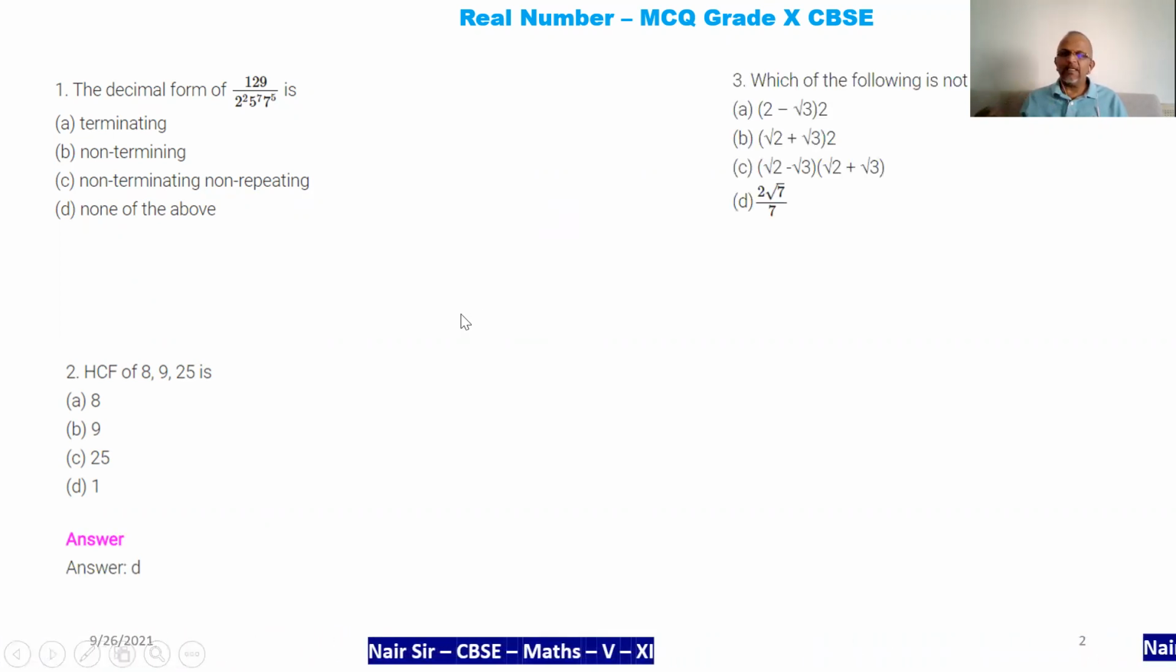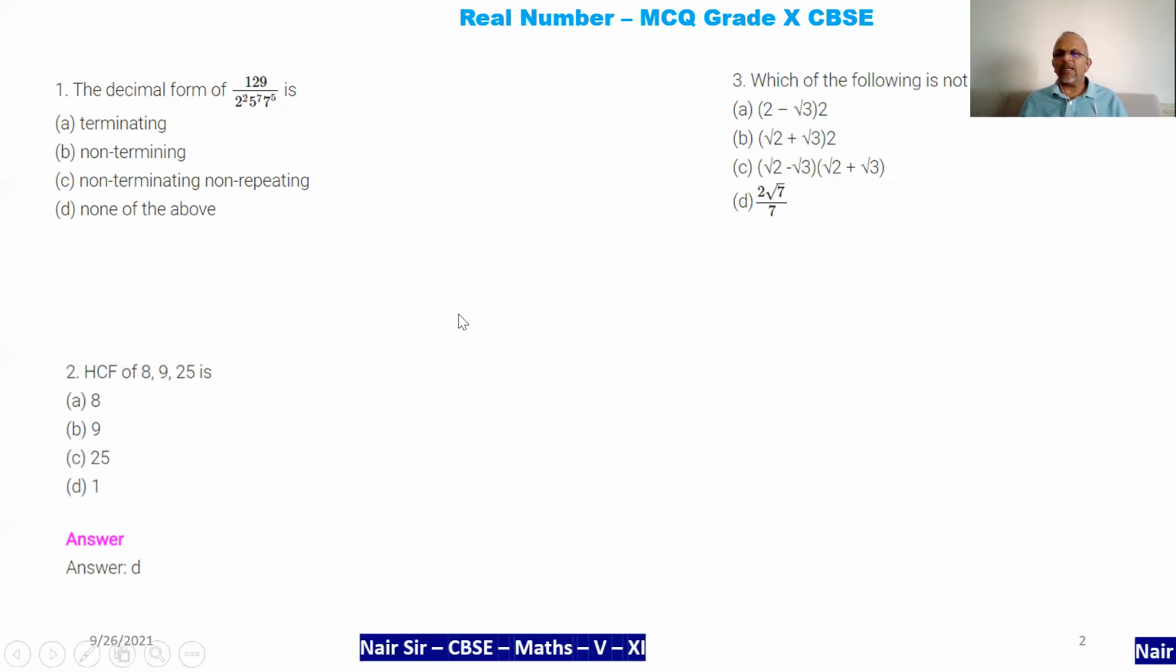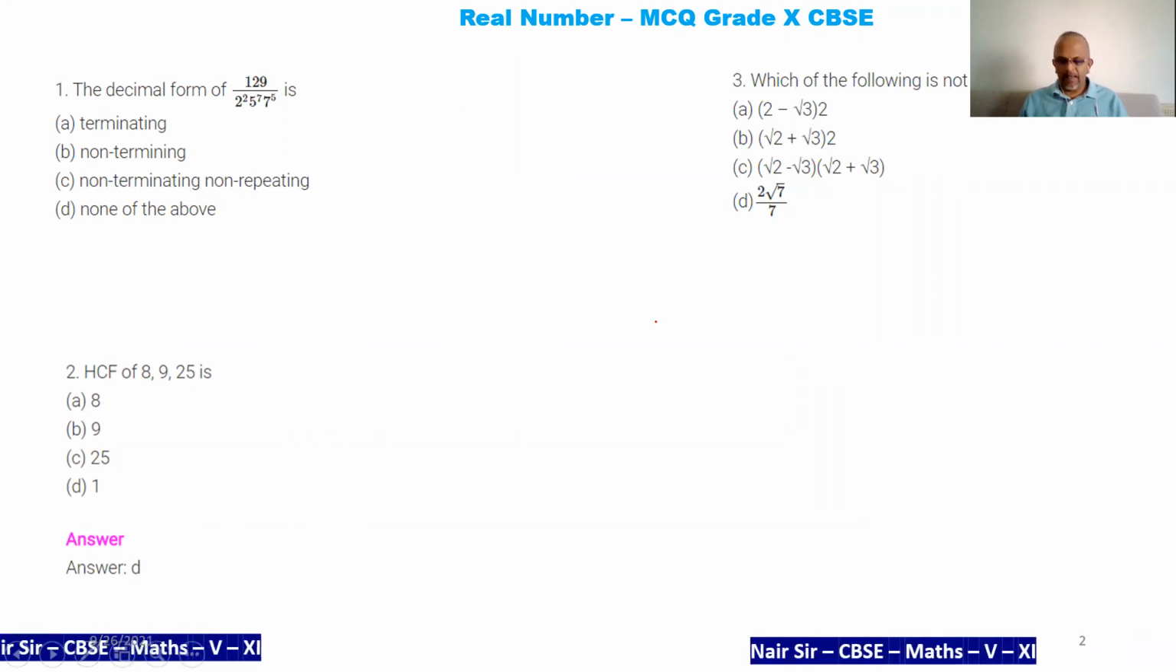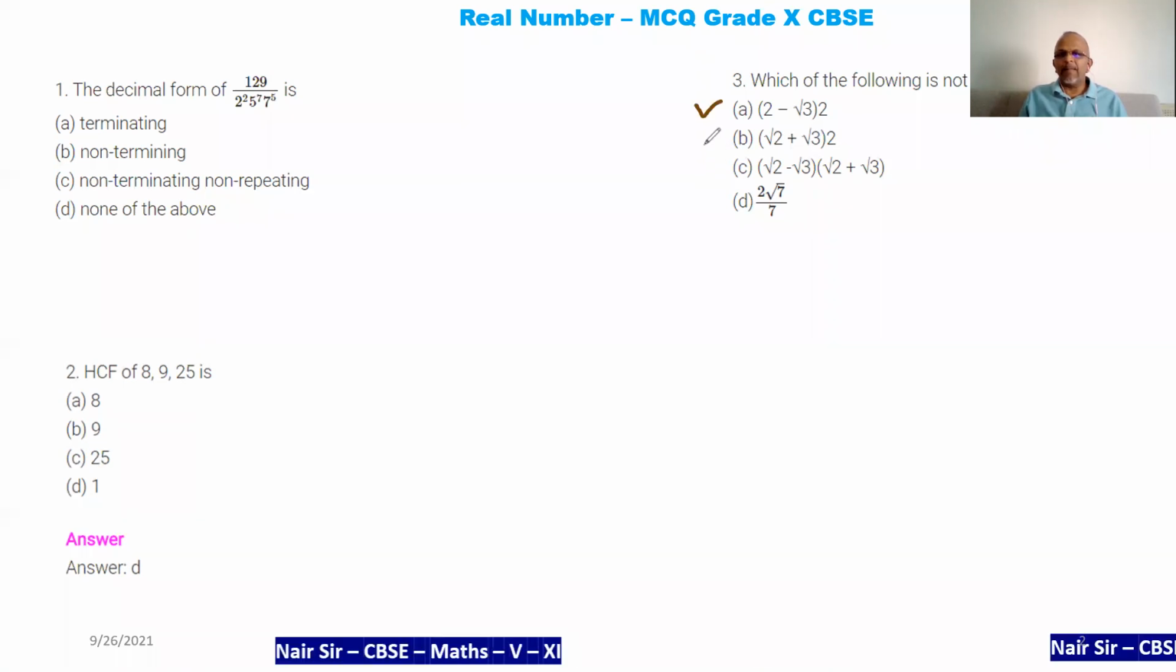Which of the following is not irrational? Not irrational. If I look at A, it will be a rational number. B will be a rational number. But if I look at C, A minus B, A plus B, that is A square minus B square. So this will not be a rational number, whereas this will be a rational number. So my answer is C. Okay. Let's go to the next question.